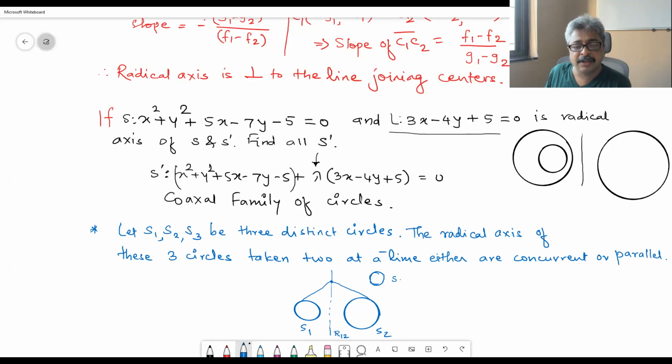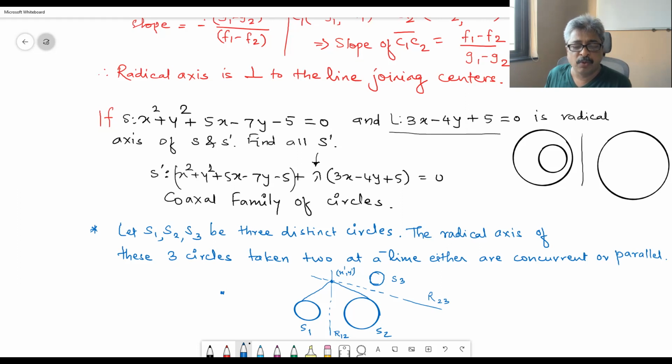S2 and S3, again they will share yet another radical axis. As far as now I am passing it through this point, it does not mean that it will pass through that point, but for the purpose of simplicity of the diagram, I am doing it. So this is R23. Every point on R23 will have the same power with respect to S2 and S3. Is that correct? So let this point be (x', y'), where these two radical axes intersect each other.